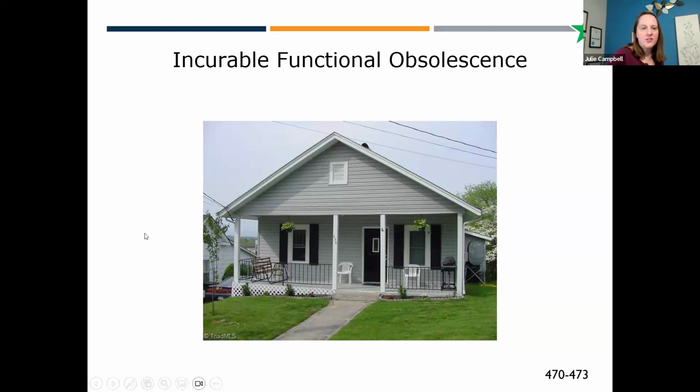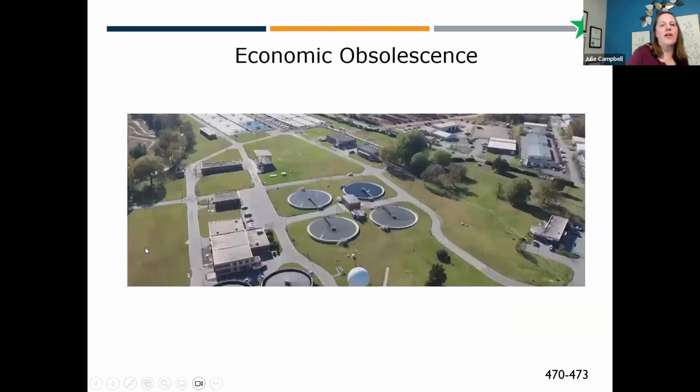The last piece of depreciation that the appraiser will look at is economic obsolescence, and there's only one kind. All economic obsolescence is incurable. These are your outside surroundings. There's nothing you can do about these. Where's my Winston-Salem people? You're looking at a picture.